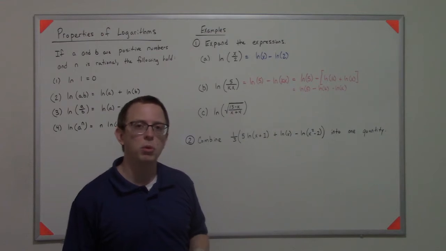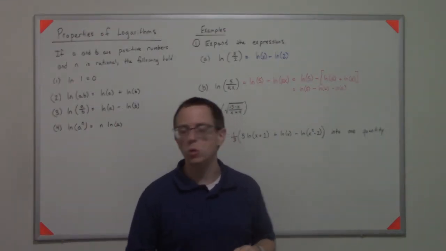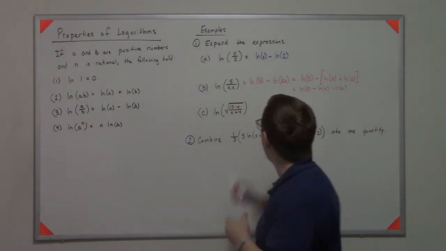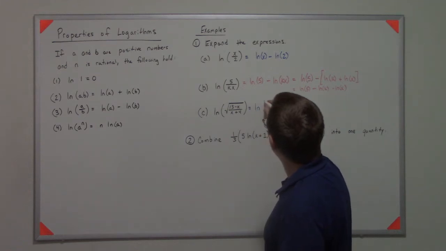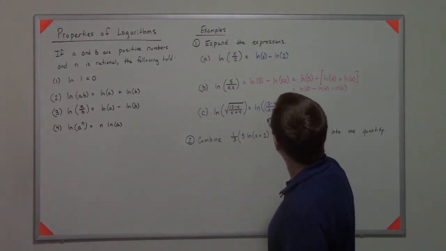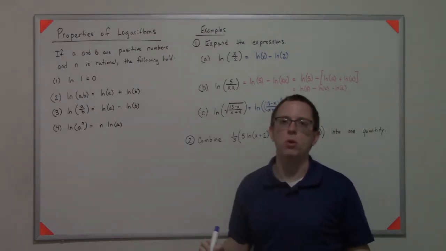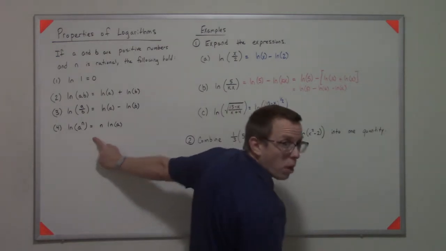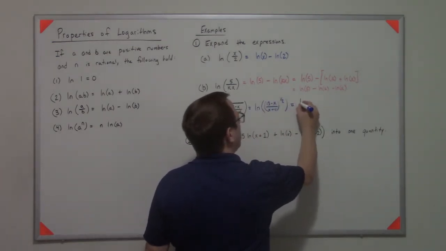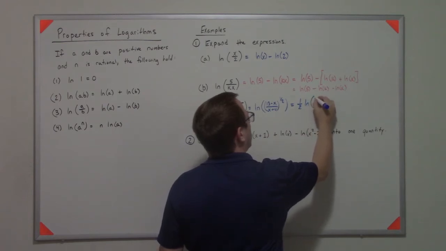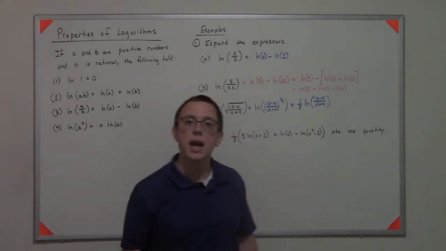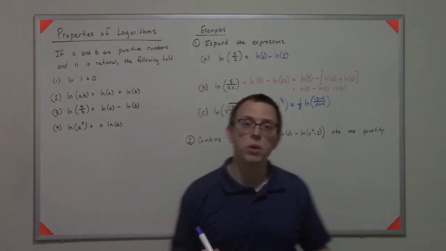For the next one, we're going to apply multiple rules. So I've got a square root. What I want to do here is instead of a square root, say that's the natural log of 13 minus x over x plus 4 to the 1/2 power. So I want to convert that square root to a 1/2 power. That way I can use property 4 to get something that looks like that. And then I can apply property 3.